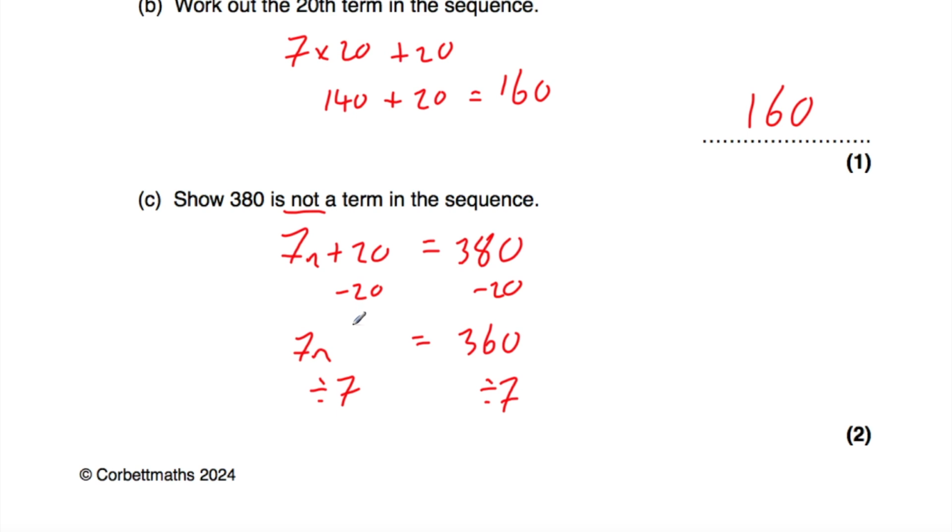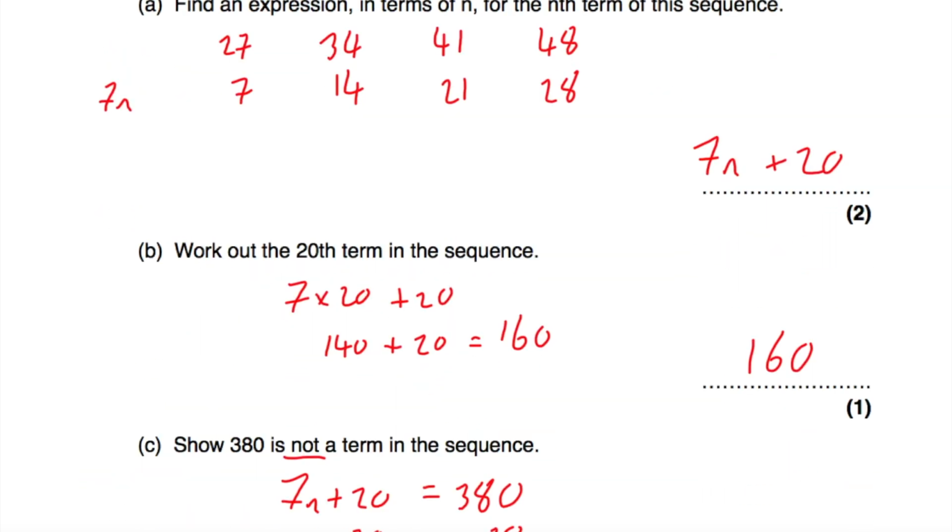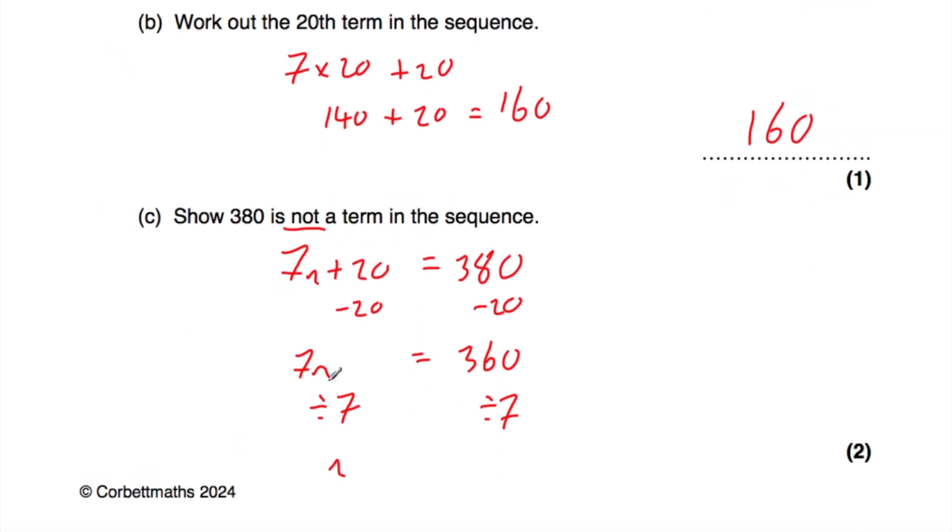And again, if you need a recap on solving equations, go to Corbettmaths and watch the video on solving equations, that'll be useful as well. Now this question is a calculator question, so that's nice. So 7n divided by 7 is just n, and then we're going to do 360 divided by 7, and that's equal to 51.42857 and so on. So that means that 380 would be the 51.428 and so on term in the sequence.